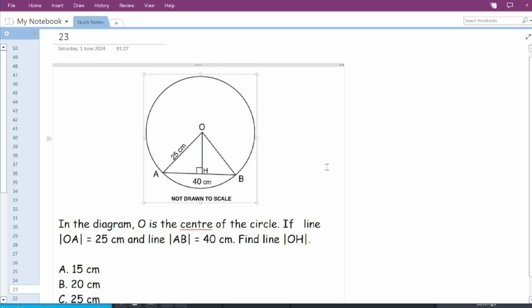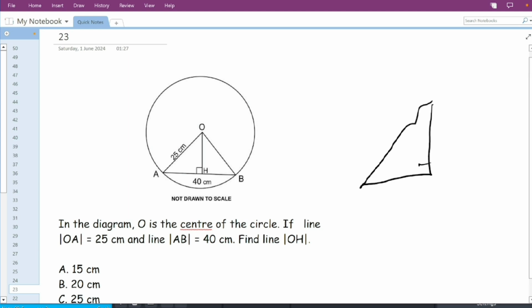You know, from the theorem that has to do with chords and circle geometry, we know the line from the center that hits the chord making it 90 degrees divides the chord into two equal parts. So this 40, A to H is 20 and H to B is 20, and this forms a kind of right angle triangle. So we have something like this. This is our AHO. This is 25, and facing the right angle is the hypotenuse.